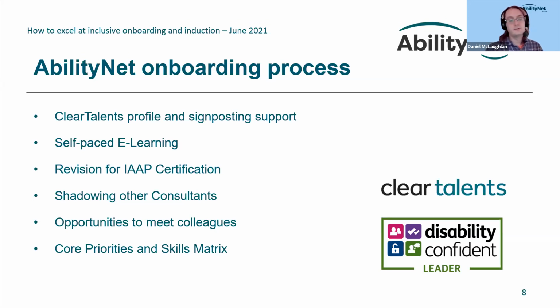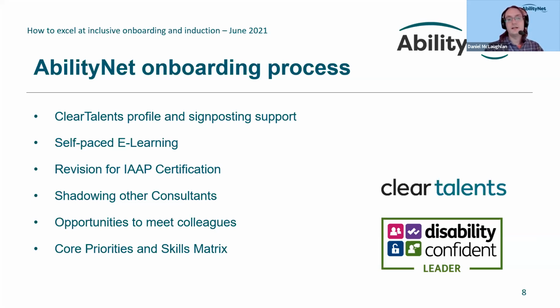And the last thing we cover during the onboarding process, and this is very high level, is setting some initial core priorities. We set core priorities 4 times a year, and they are negotiated with your line manager, and you can work towards those during each quarter.